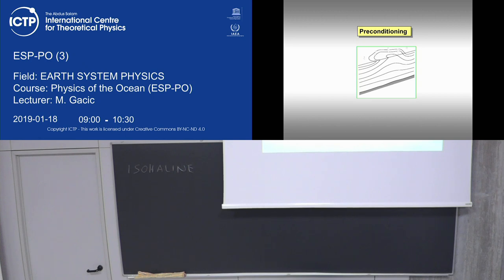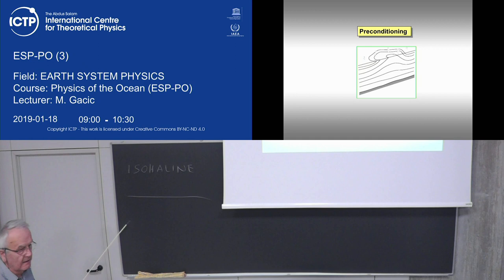Now we can already talk about some of the things, what are the necessary ingredients for dense water formation. A necessary ingredient for dense water formation is what we call preconditioning. We will see later, and I will now anticipate this, and we will make it in a more systematic way.